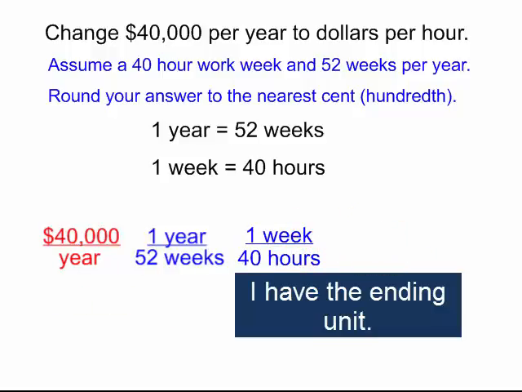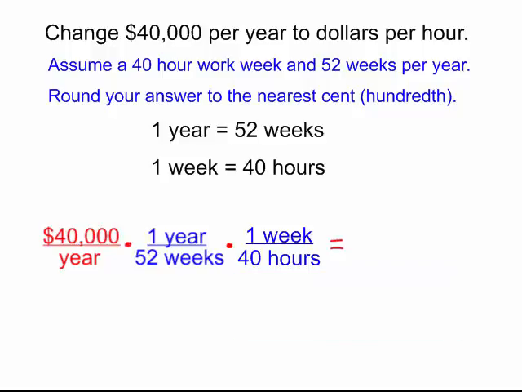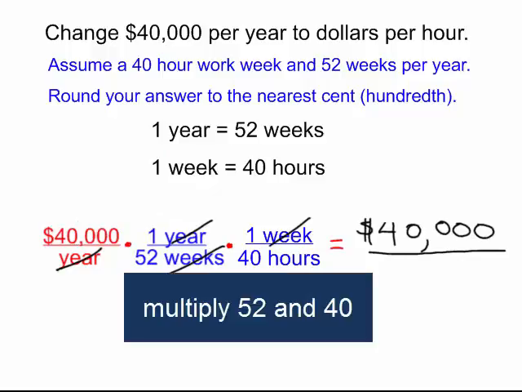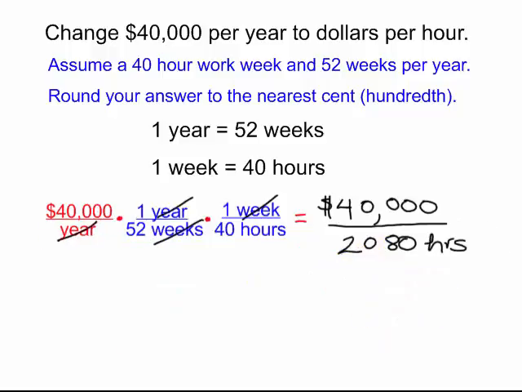I am ready to multiply. In the numerator, I still have that dollar sign. And I still have 40,000. In the denominator, I have 2,080. And I also have the unit of hours. When I divide 40,000 by 2,080 and I round it, I will get $19.23 per hour.